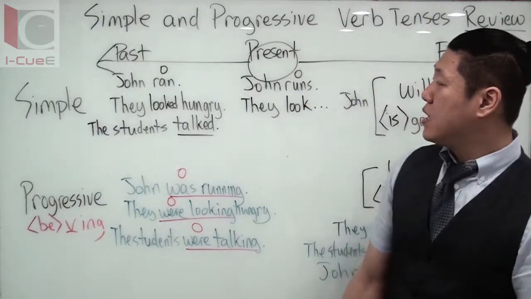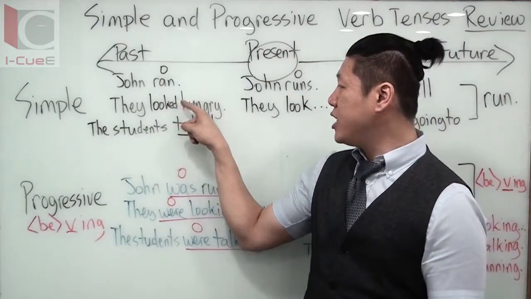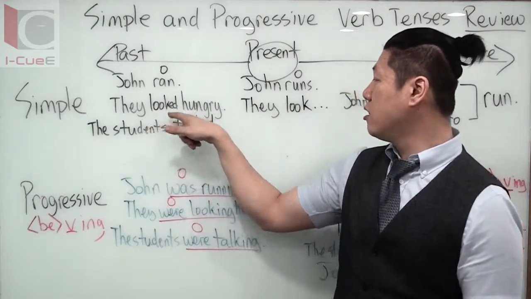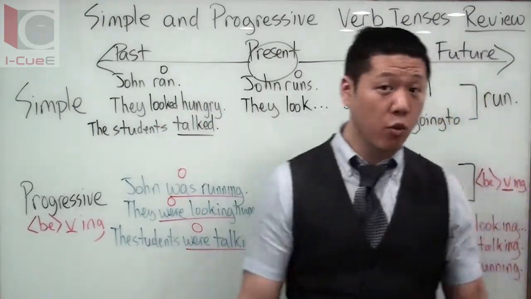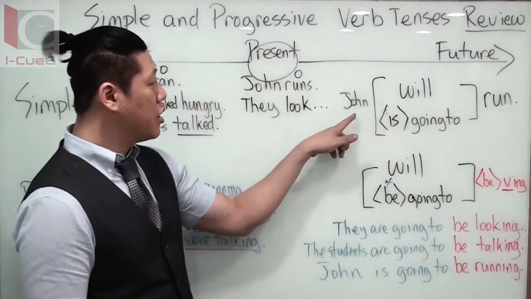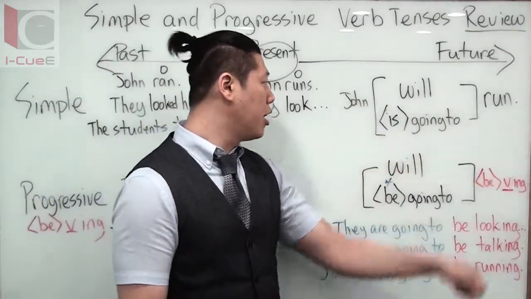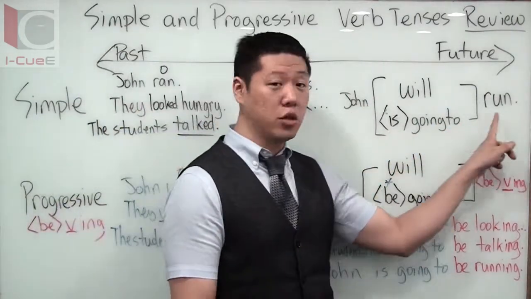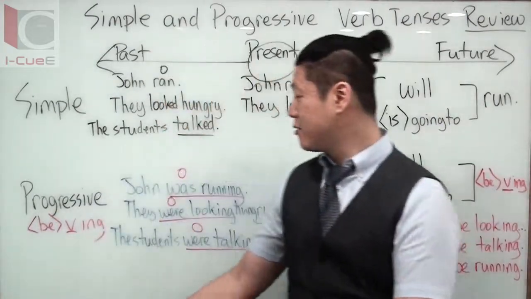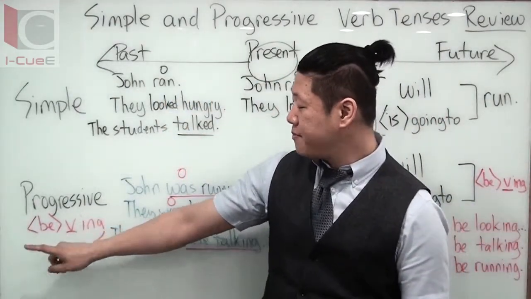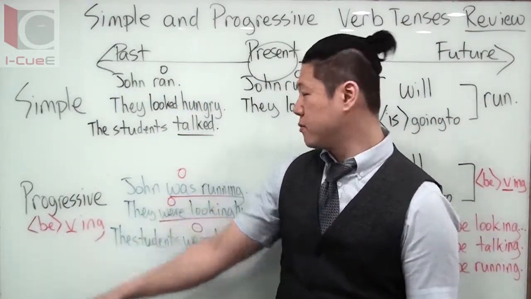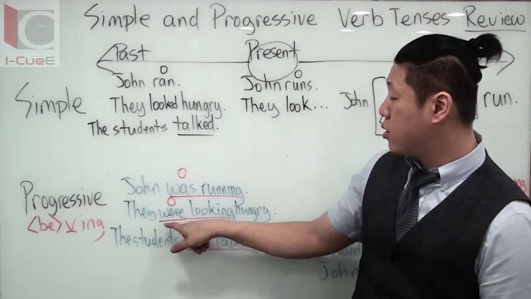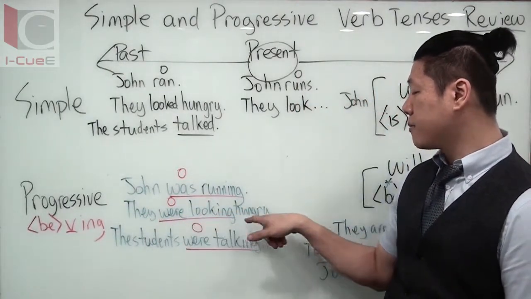Here, if I want to make it into present tense, looked, take out the ed, regular verb, they look hungry. That's fine. What about into the future? They will look hungry. They are going to look hungry. Next, for the progressive, they was or were. It's past, but it's plural, so they were looking hungry.